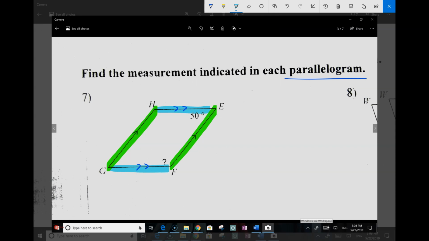Okay? So with that in mind, there are some properties that are good to note. Number one is that in parallelograms, opposite angles are always congruent.